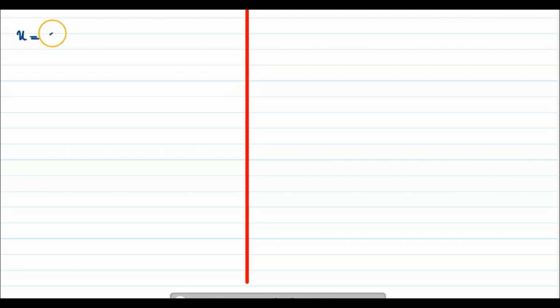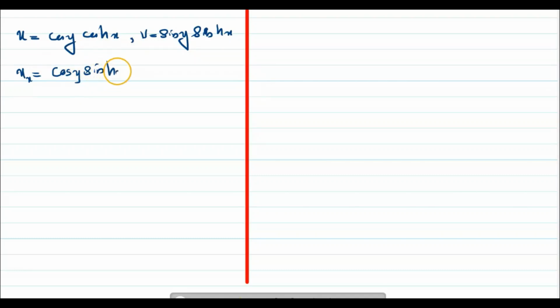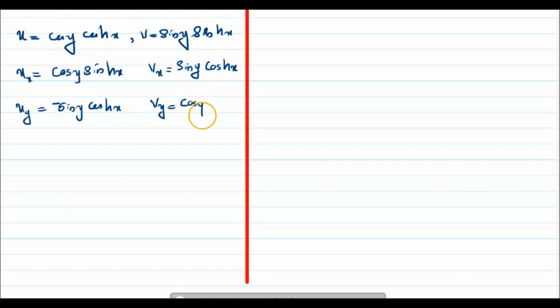So, u is given by u = cos y cosh x and v = sin y sinh x. So, for u_x, u with respect to x, cos y is constant, cosh x derivative is sinh x. Now u_y is cos y derivative, minus sin y, cosh x is constant. Now v with respect to x, sin y is constant, sinh x derivative is cosh x. Now v_y, sin y derivative is cos y and sinh x is constant here. Therefore u_x = v_y and u_y = -v_x.